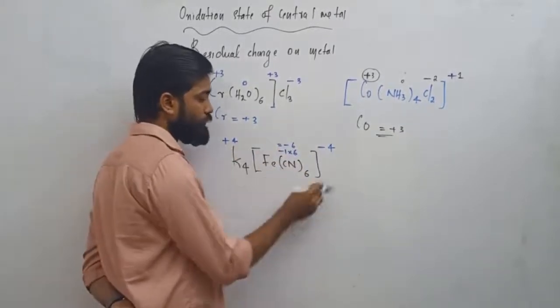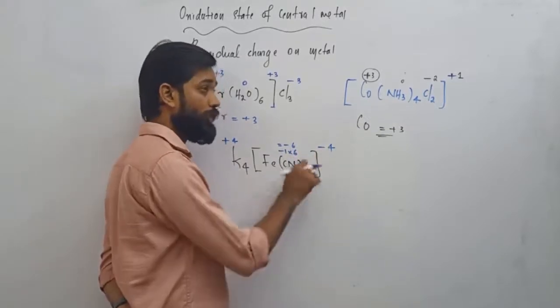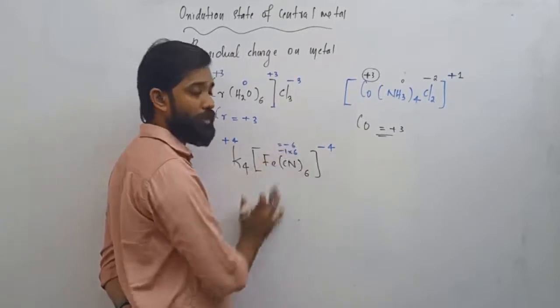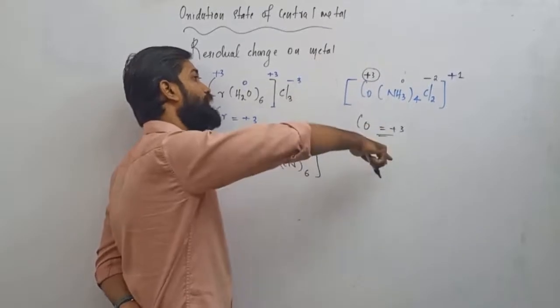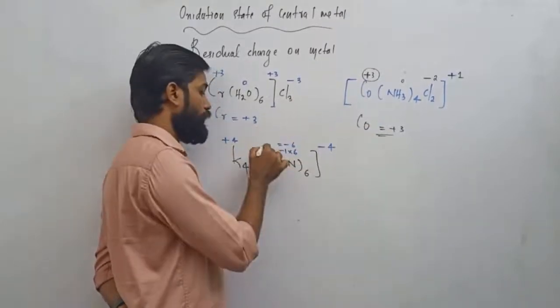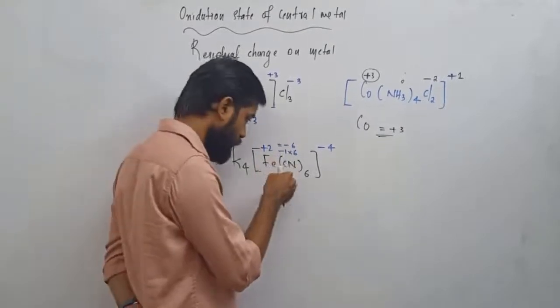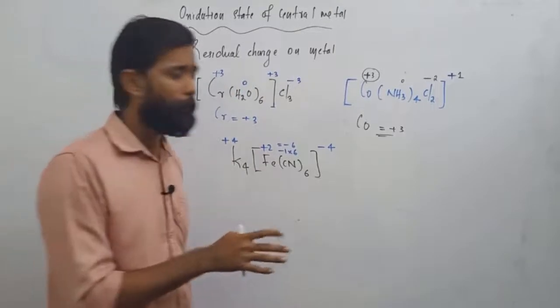So the whole charge of this entity, the sphere, is -4, whereas your cyanide offers -6. If your cyanide offers -6 and the resultant answer is -4, then your Fe should offer +2. That's simple mathematical logic. If -6 is here and you have to get -4, then the next component should offer +2. Ready? Fine.